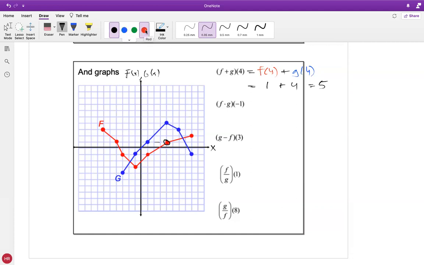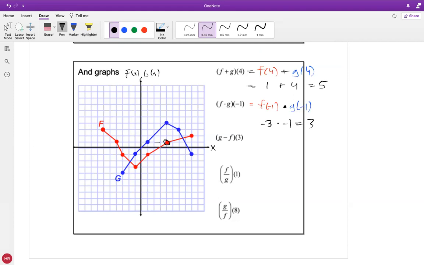So f times g of -1. Let's see, f of -1. Well, I guess I'll write this out. It's f of -1 times g of -1. When x is negative 1, the red function is 1, 2, 3 units down, so that's negative 3. And when x is negative 1, the g of x is just 1 unit down, so that's negative 1. Negative 3 times negative 1 is 3.